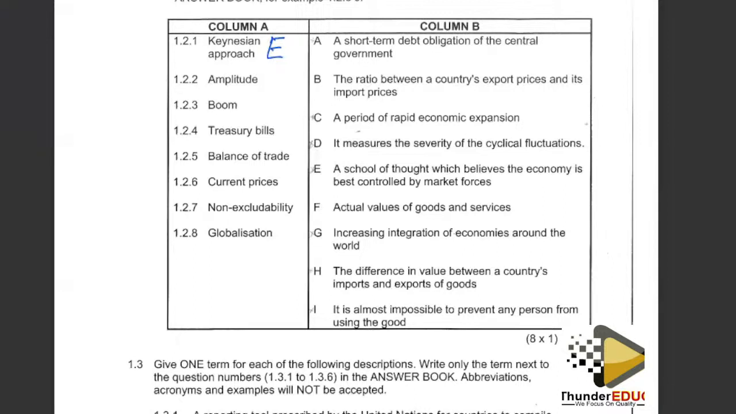So E here is our appropriate answer. Okay, right. Now guys, let's check 1.2.2, the amplitude. What do we mean by amplitude? The amplitude measures the distance from trough to trough and peak to peak. This is just a measure, a tool that is applied whenever they measure the flow of goods and services, or the performance of economic activities. So our appropriate answer is D. It measures the severity of the cyclical fluctuations.